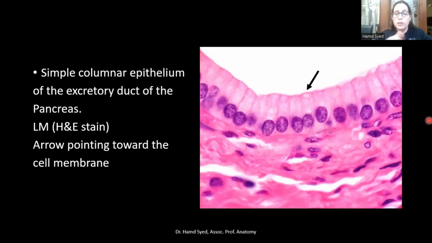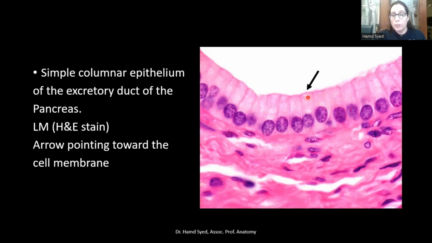So here is now a micrograph which has been taken through the light microscope, and you can see this tissue slide is showing us these epithelial cells. So this is a slide which is showing us the simple columnar epithelium. These cells are columnar and they're lining the excretory duct of the pancreas. And the stain which has been used is the hematoxylin and eosin stain.